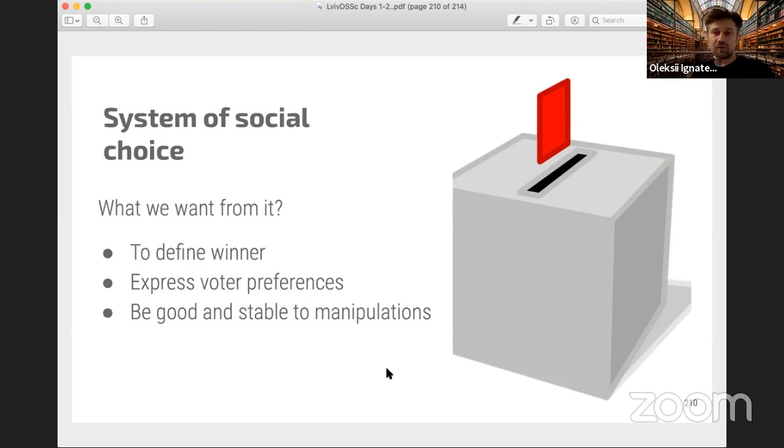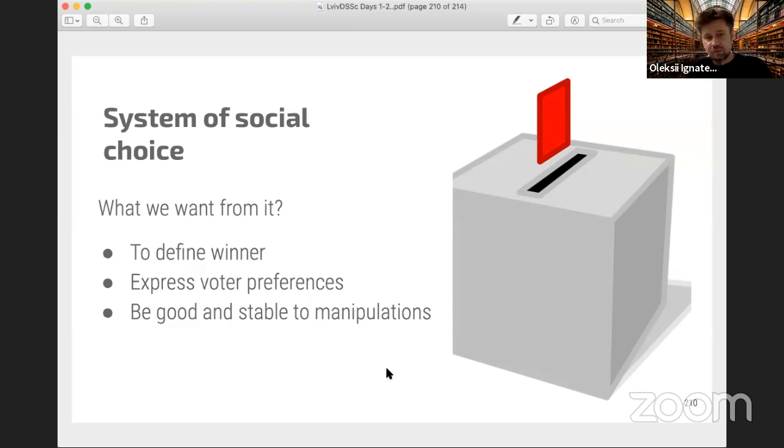So it's very important, for example, if you have some social projects and you want to give money to some of them, but you don't know what the best projects are. So you ask people, what do you want to implement for some common money, for some budget? People put their preferences: I want this project in first place, this one in second, and this one in third. Then we can aggregate all these preferences and produce a list of projects. So this is a system of social choice.